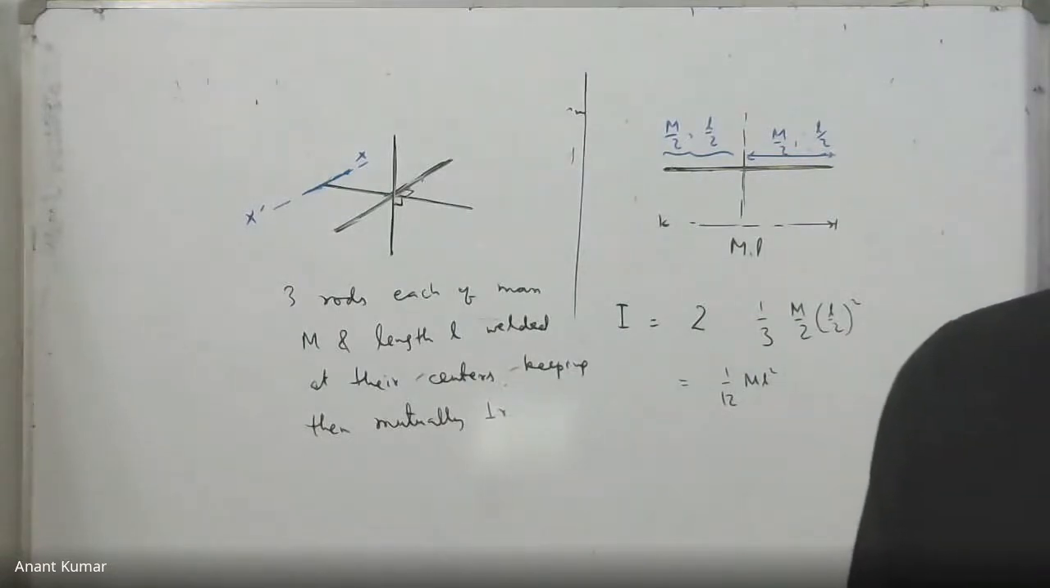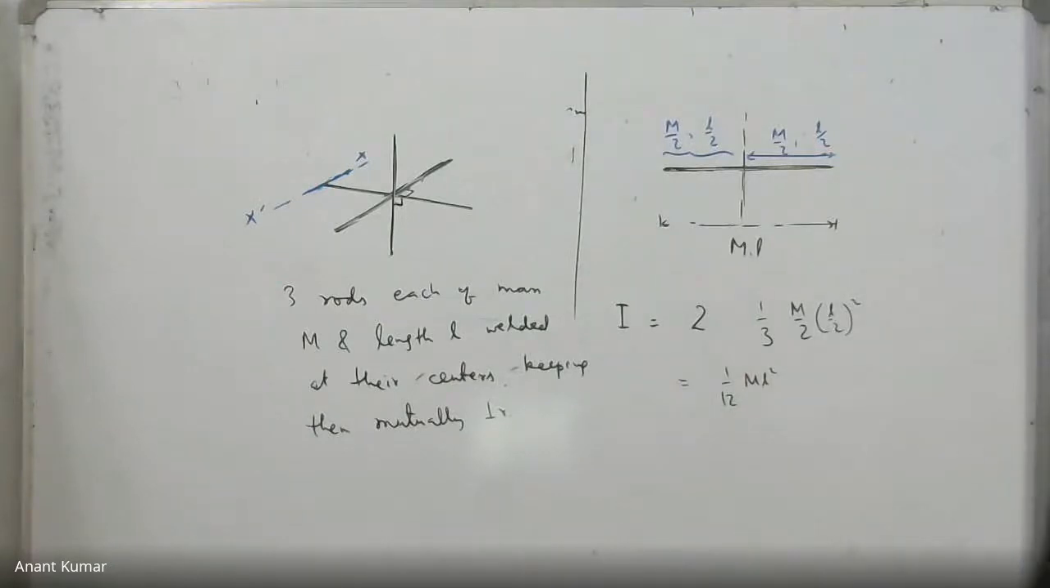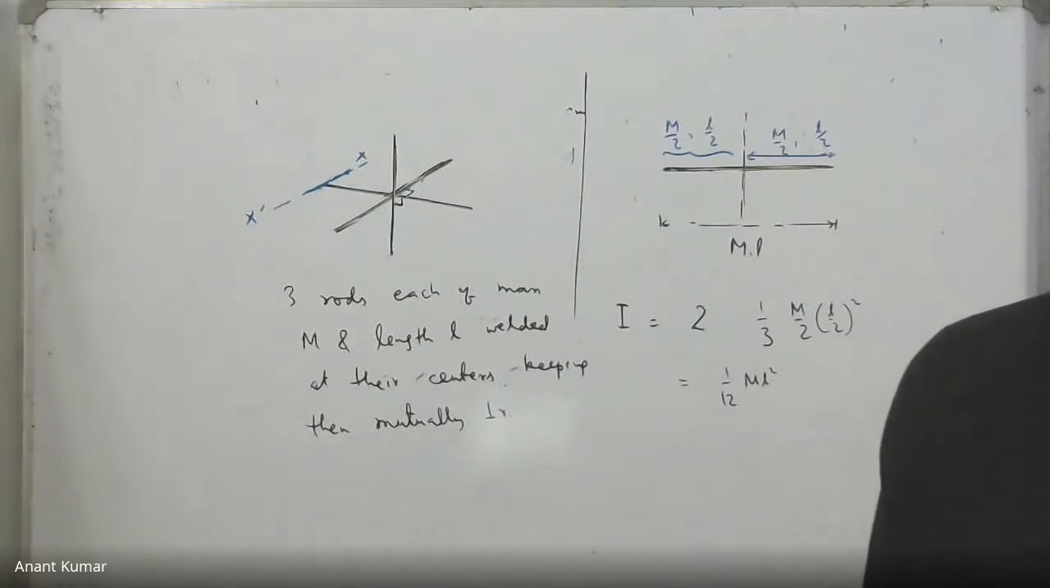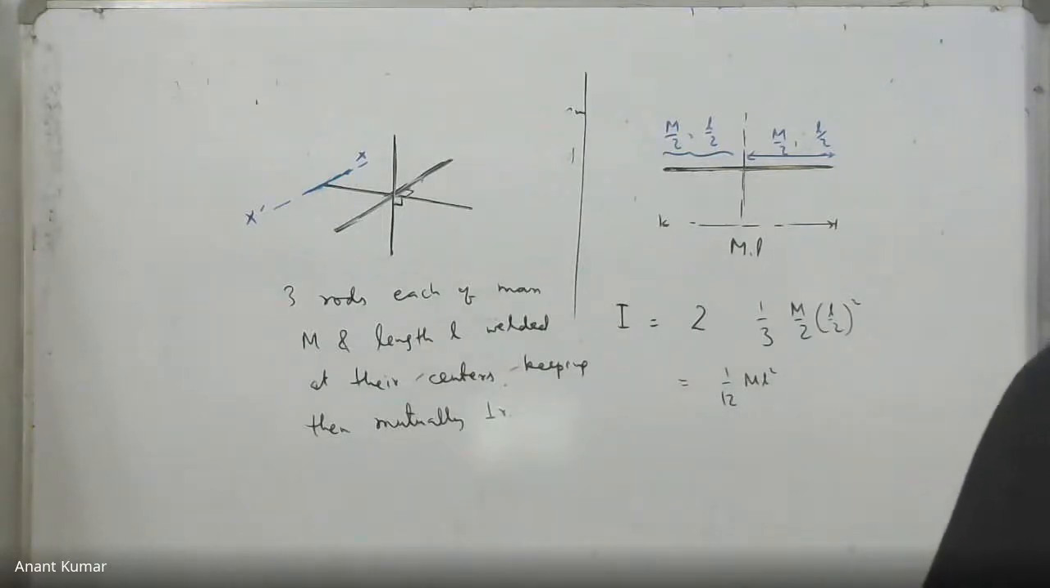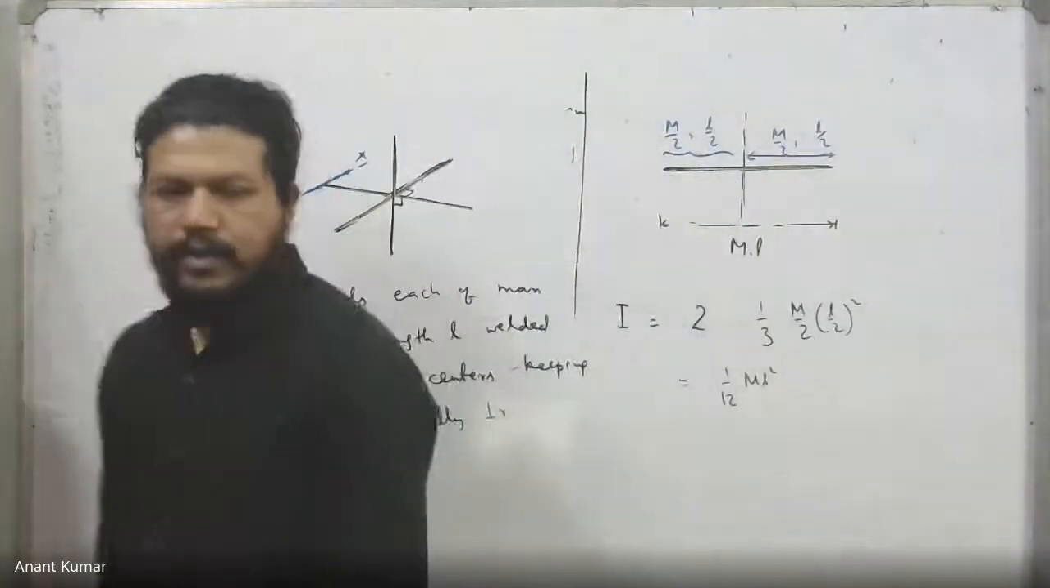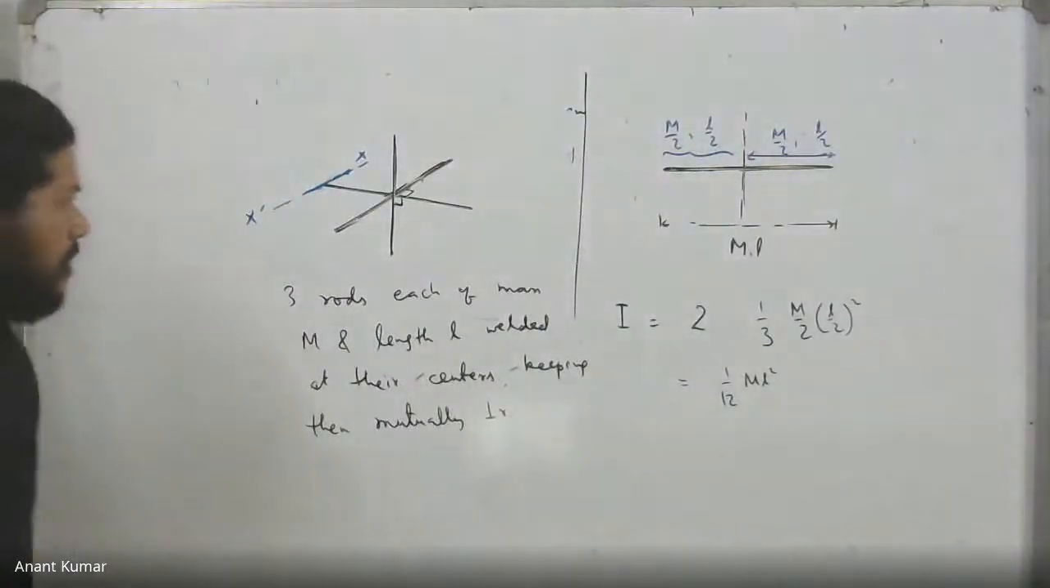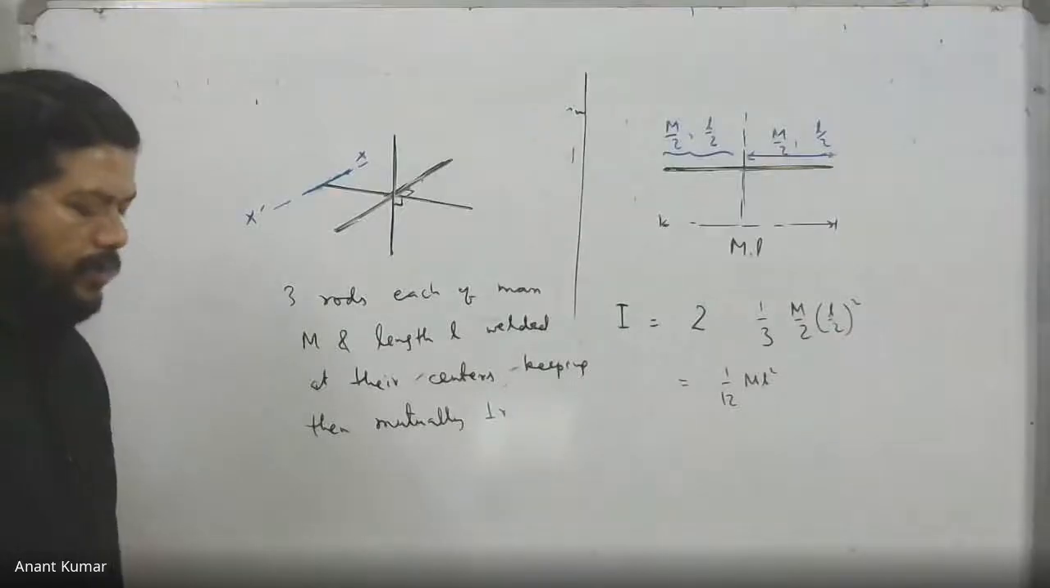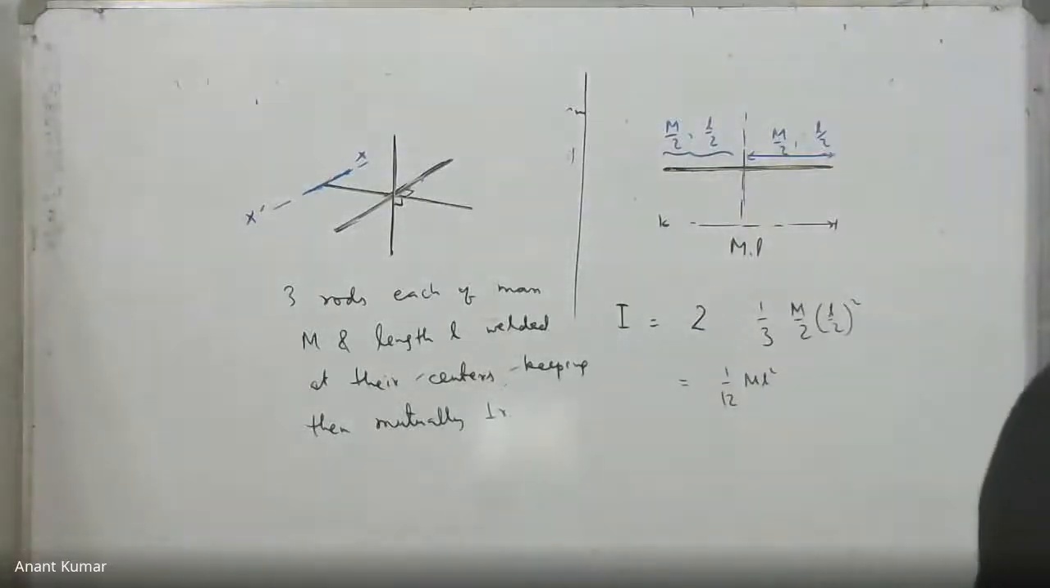The moment of inertia of this object about the given axis, xx prime, which is parallel to one of the rods and perpendicular to the other two, passing through the end of one of the rods. How much will be the moment of inertia for this object? It's just a collection of rods. So 1 by 2 ml square? How much? 1 by 2 ml square? 1 by 2? Yes, sir. No, it is not.